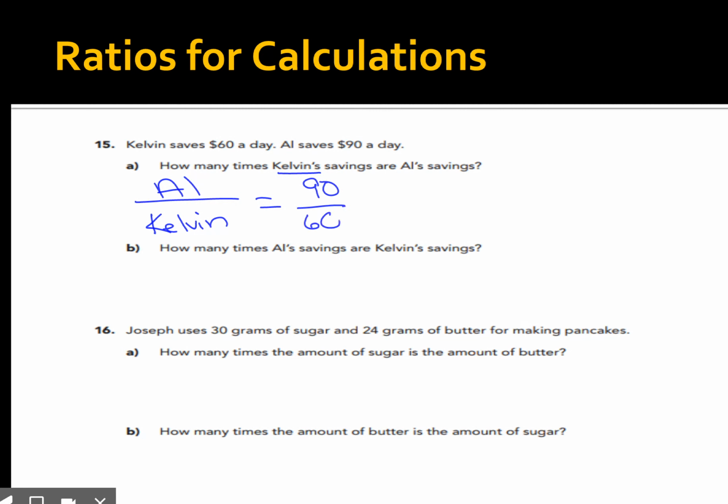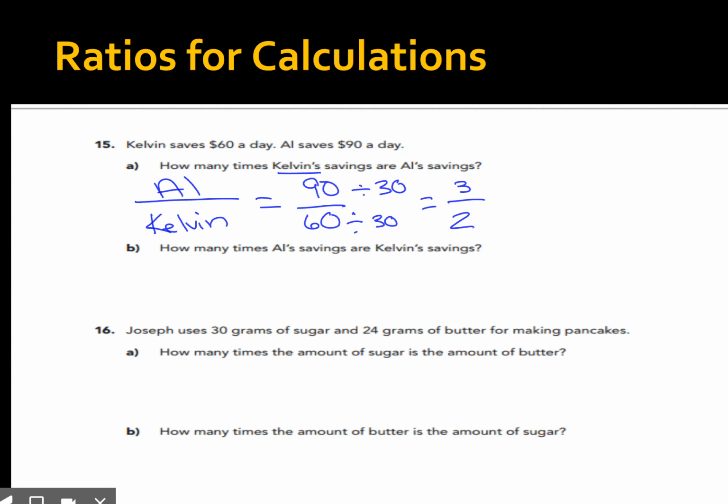Kelvin earns 60. So then we just want to simplify by dividing by the greatest common factor. In this case would be 30. And 90 divided by 30 is 3. And 60 divided by 30 is 2. So Al's savings are 3/2 of what Kelvin saves.